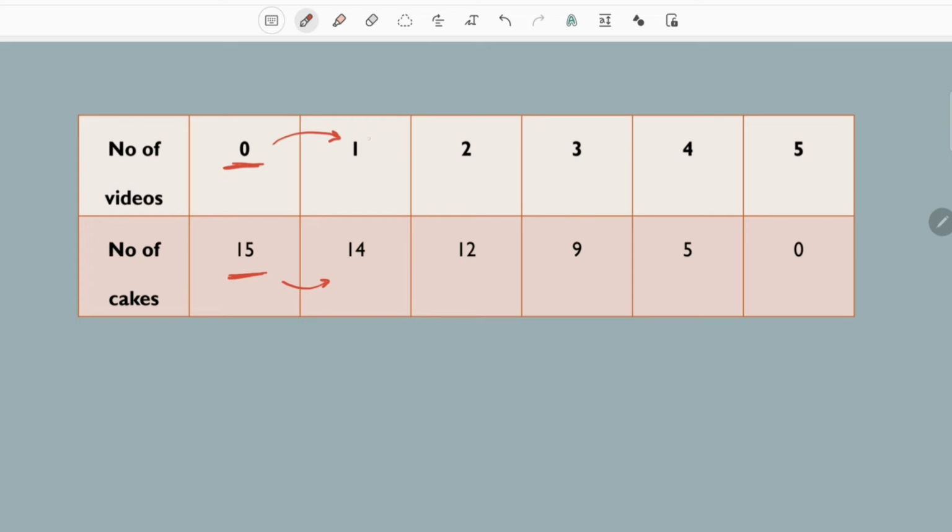When I increase the number of videos that I'm making per day by another one, I have to give up again on my cakes. Now I can only bake 12 cakes. If you keep increasing like that, and if I had to make 5 videos per day, I don't have any time left in order to bake cakes.